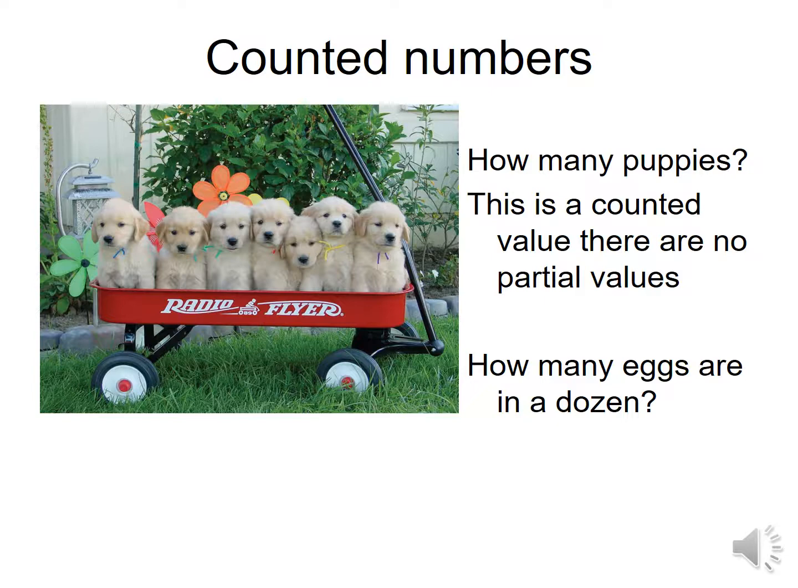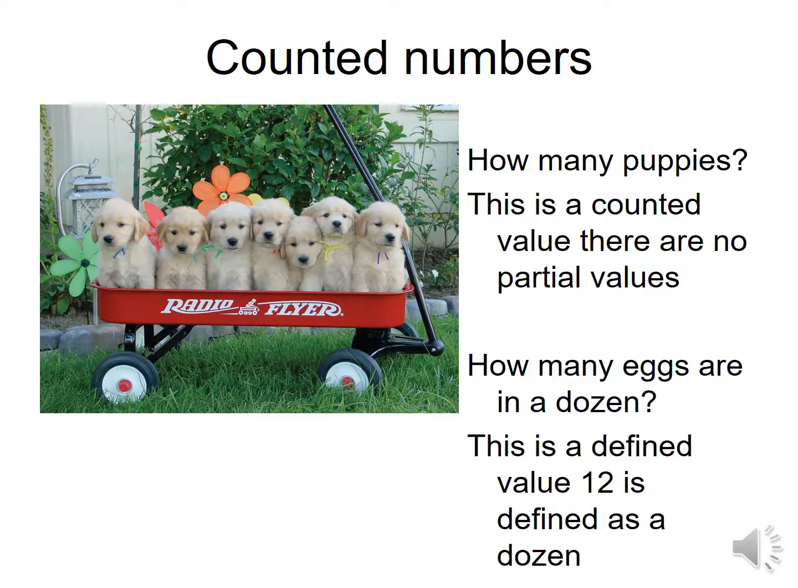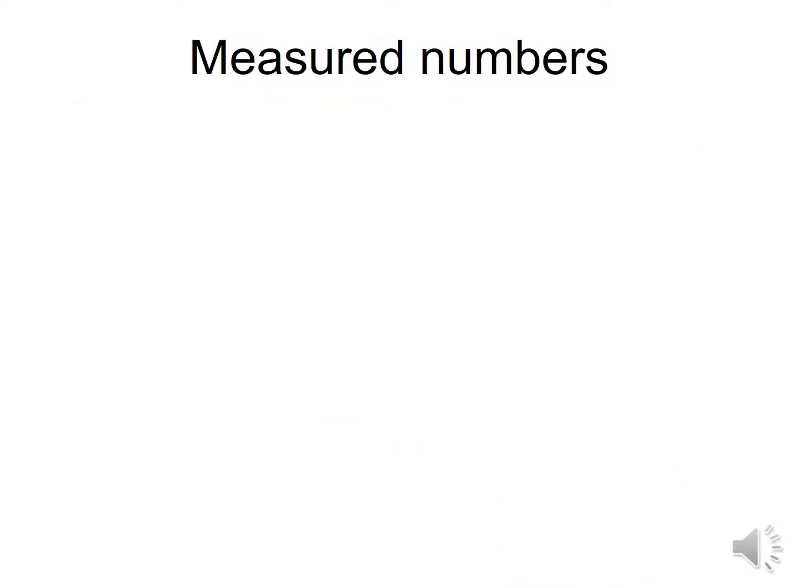If I asked you how many eggs in a dozen, you'd take a carton with a dozen eggs, count them, and you would get exactly 12. It's a counted number. It's an exact number. It's not something that you have used an instrument and gotten some kind of decimal value for. It's simply a counted number. In fact, 12 is the definition of a dozen. There's counted numbers, and then there's measured numbers.